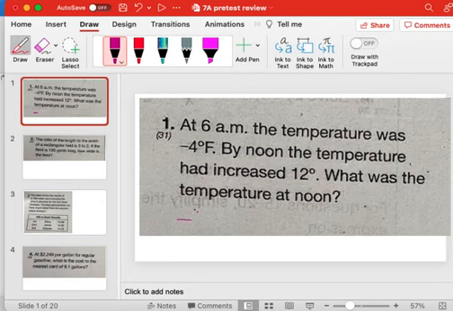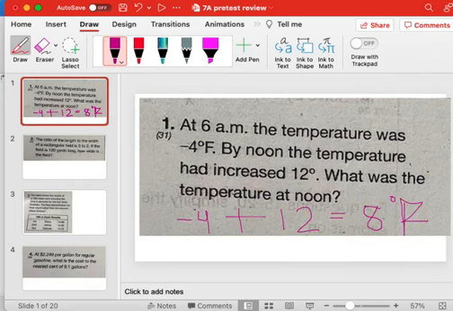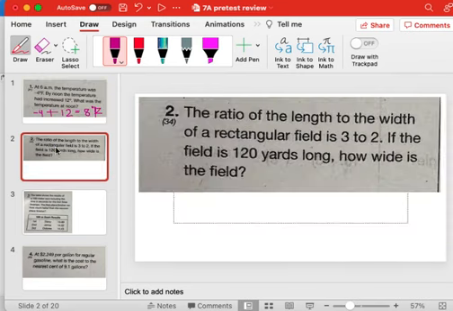Okay, so -4 degrees is where we start. And then it's increased by 12, so that would be a plus 12. So what is our answer? What is it at noon? It's on the board, guys. What's -4 plus 12? 9. 8. 8 degrees. Okay, so it's increased to 8 degrees Fahrenheit by noon, and this should go on your sheet. You should put all the work on your little sheet there.